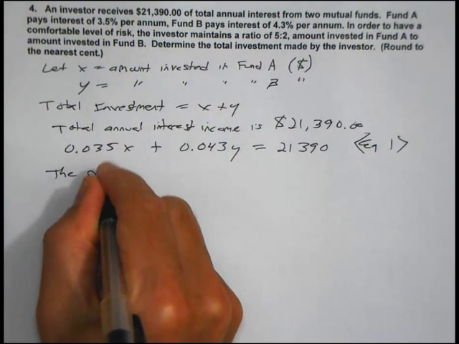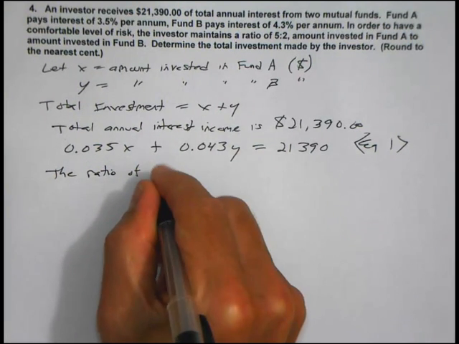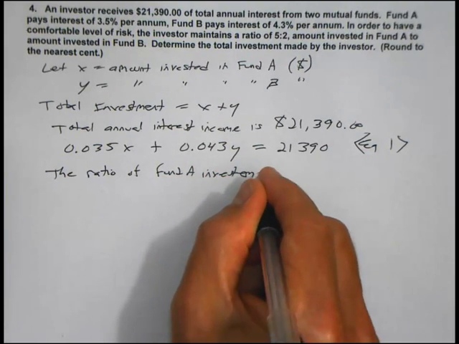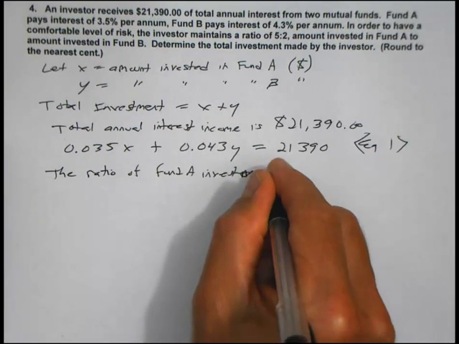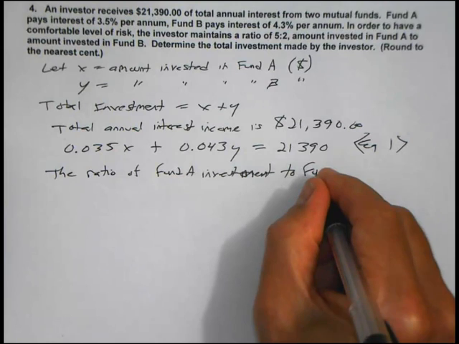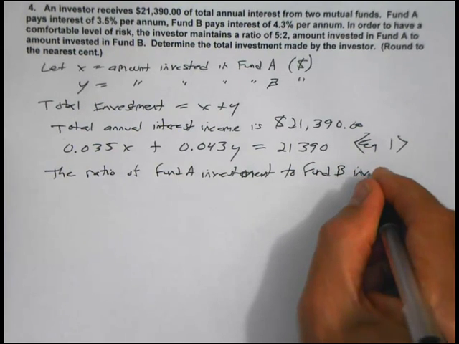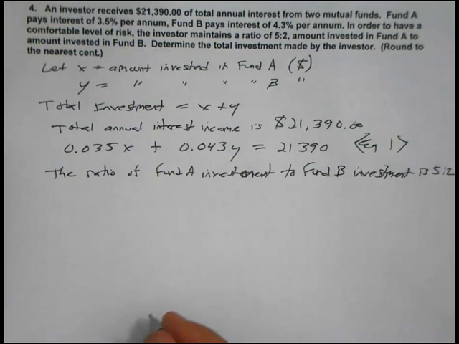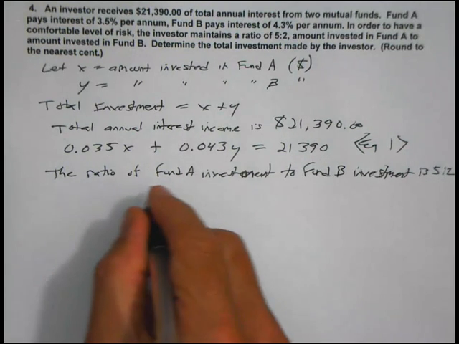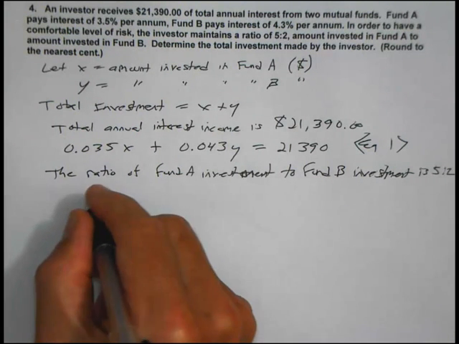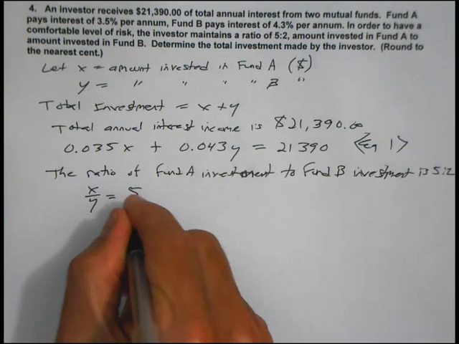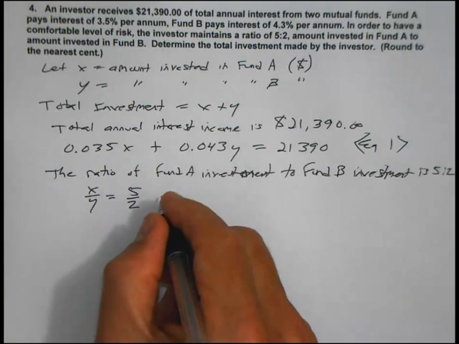The ratio of Fund A investment to Fund B investment is 5 to 2. Okay, well, let's form this ratio. How much invested in A to how much invested in B? x over y equals, and then 5 to 2 can be written as 5 halves. Alright, here's equation 2.